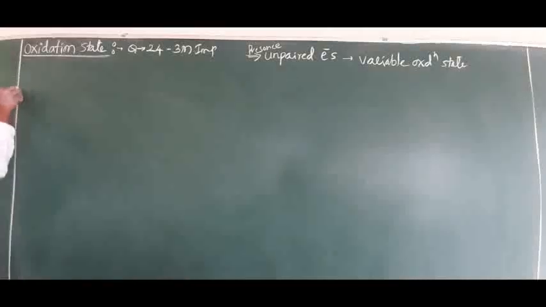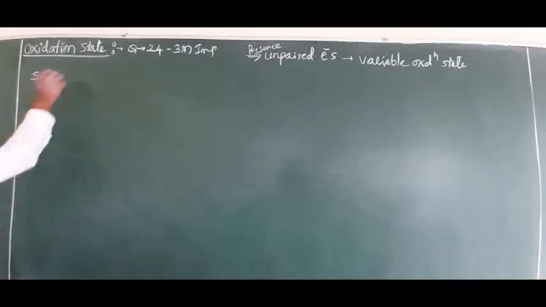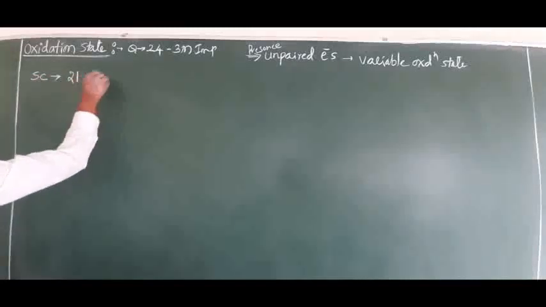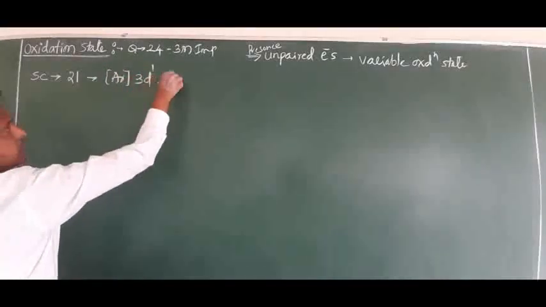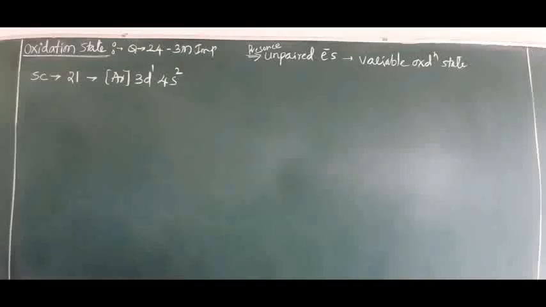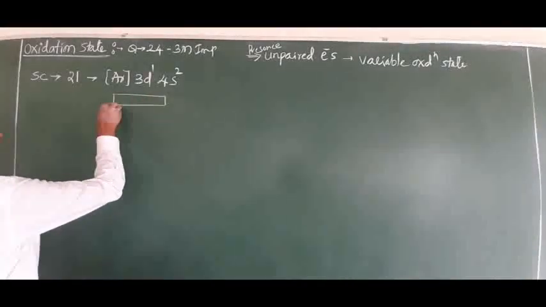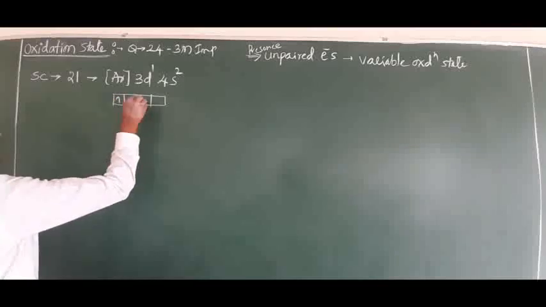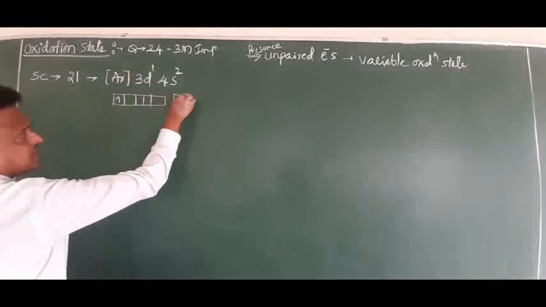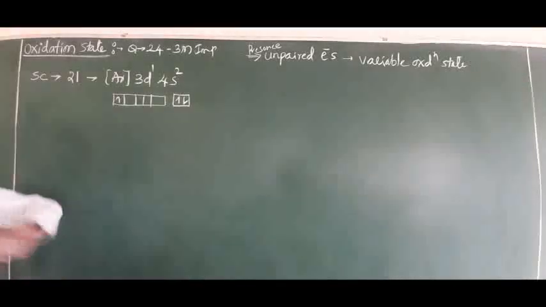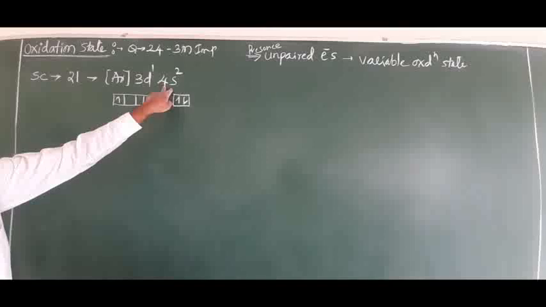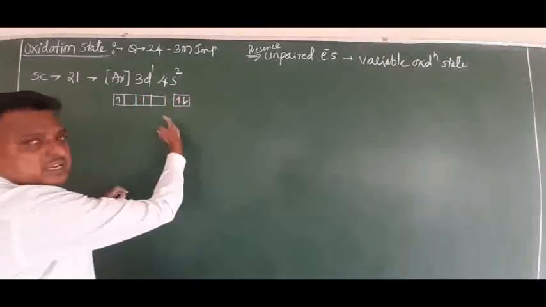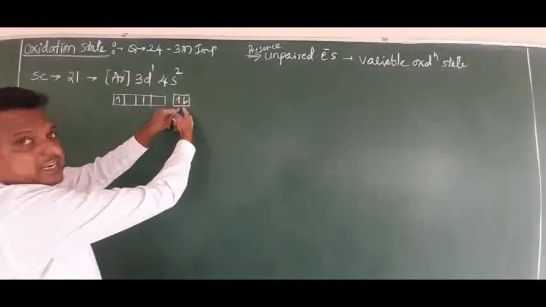Yes, we will start one by one. The first element of our syllabus is scandium. Atomic number is 21. Electronic configuration: argon 3d1 4s2. You can mention the orbital diagram: 1 electron in the d orbital, 2 electrons in the s orbital. First you have to remove the outermost orbital. The s orbital is outermost, and these two are paired electrons, so automatically you can eject them at a time.